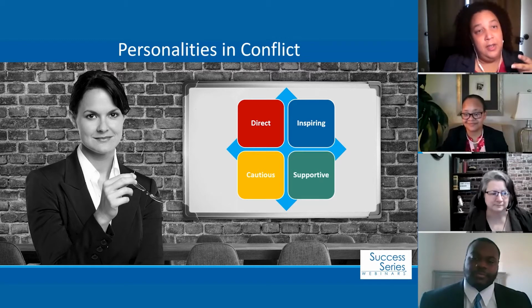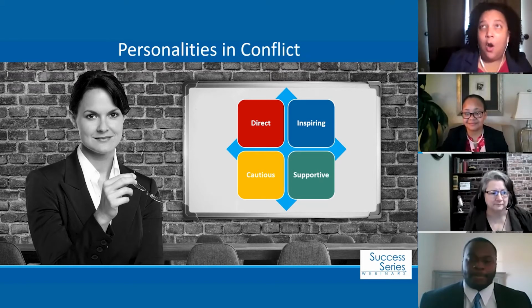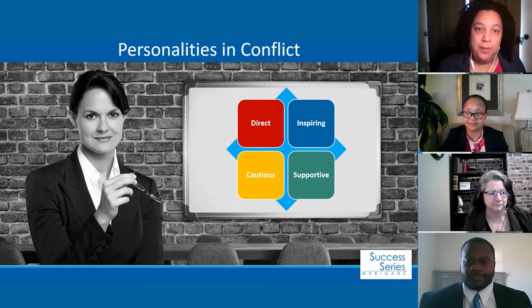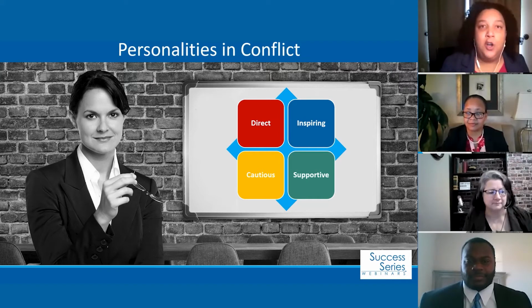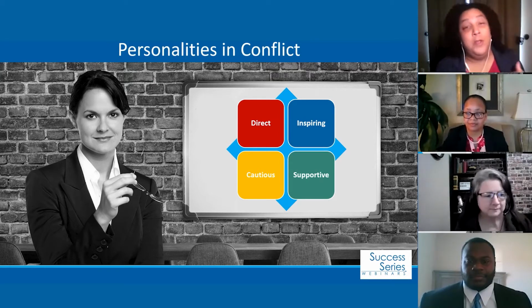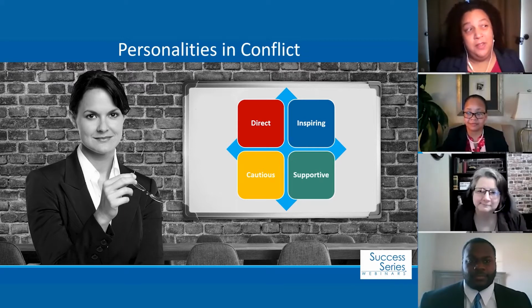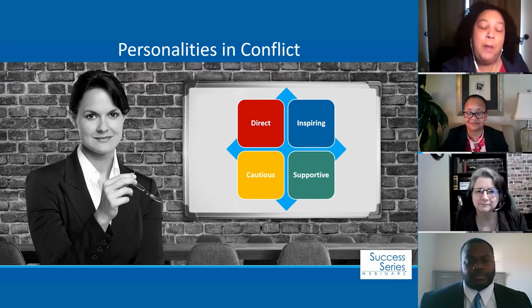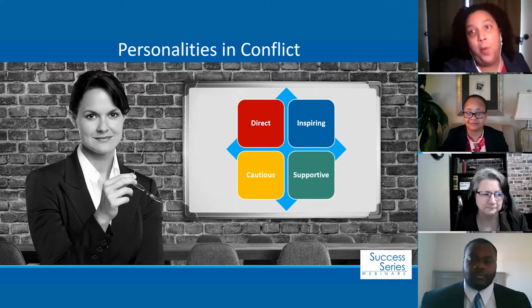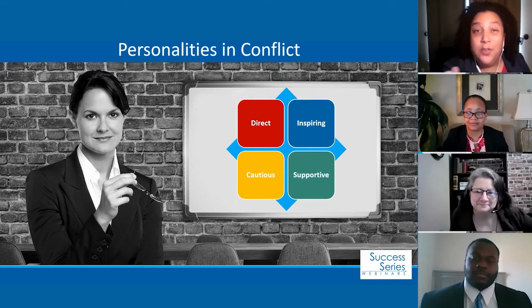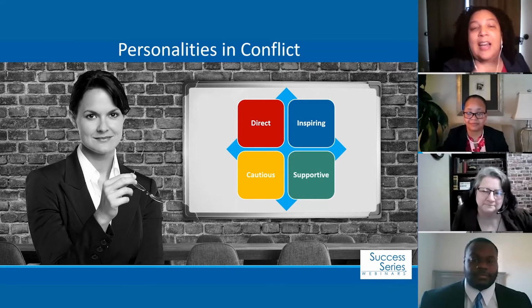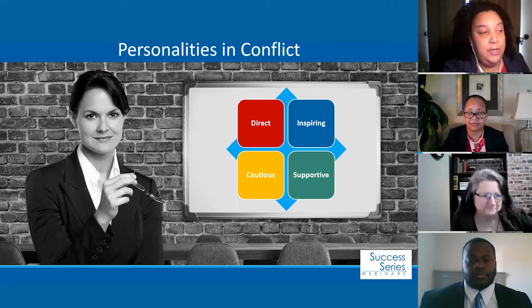The second question is, are you more focused on the task or more focused on the relationship? If you're more focused on the task, then you probably identify with direct and cautious. But if you're more focused on relationships and maintaining those relationships, then you probably identify with inspiring or supportive. Those are the 2 questions you ask yourself, and based upon those answers, it'll help you identify your personality type. So now that you've identified that, let's look at how to effectively communicate with each of these types.